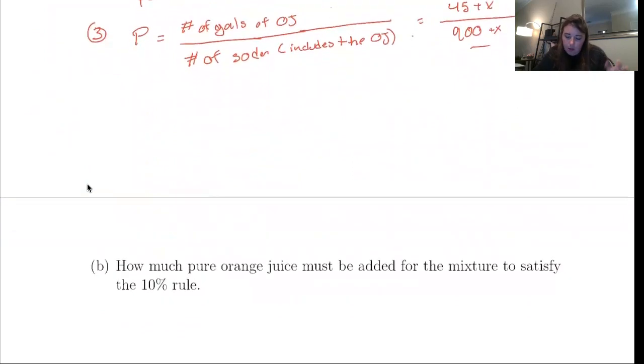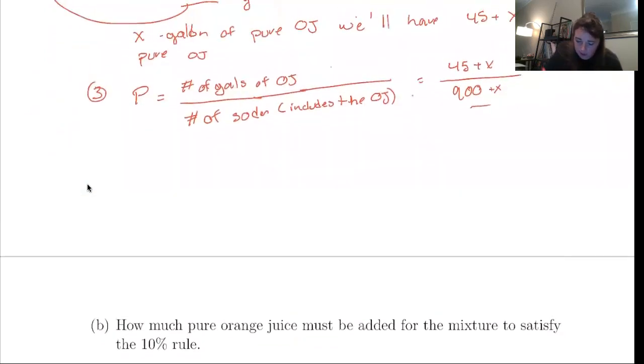All right, so how much pure orange juice, and that's our equation, right? So we can even call it P of X: 45 plus X over 900 plus X.